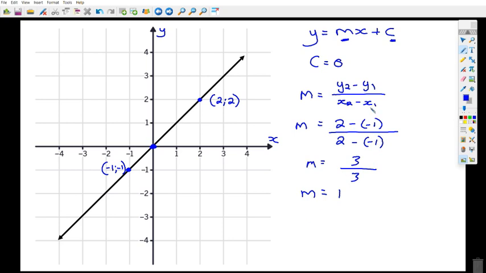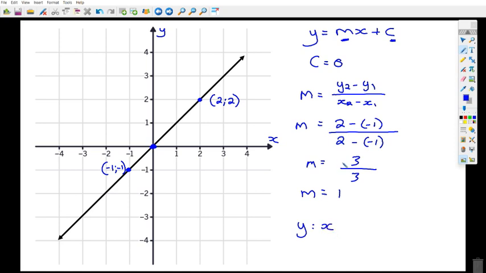So what is now the equation of this line? y is equal to 1x plus 0. But I don't have to write the plus 0, and I don't have to write the 1 over there either. So I can just say y is equal to x.